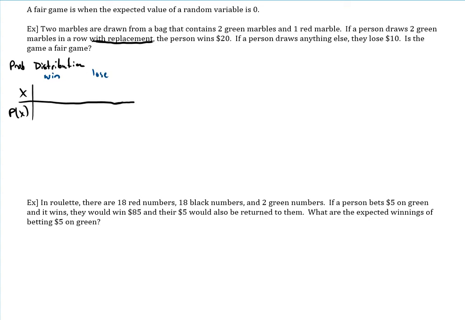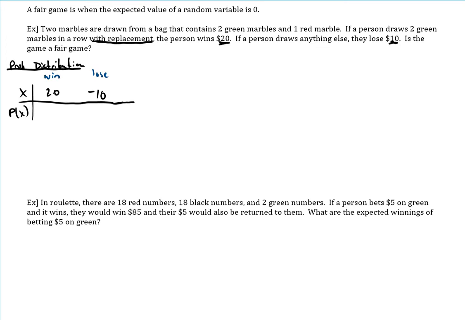I'm pretending we're playing this game. The person wins $20, so that'd be a 20 right here. Lose would be, well, they lose $10. To show losing in math would be negative 10. And then now we need to figure out these probabilities. So those are set up, the 20 and the negative 10. I think it's nice to see those words above.